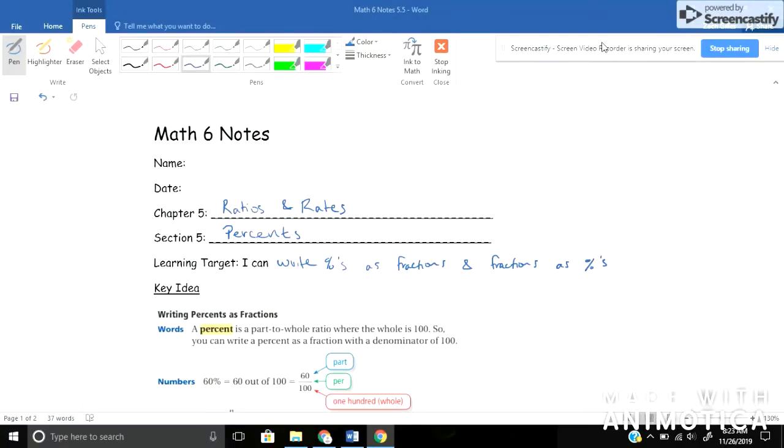Hello, sixth graders. Welcome to 5.5. Today we'll be discussing percents. And for our learning target, we have: I can write percents as fractions, and then the opposite of that, writing a fraction as a percent.